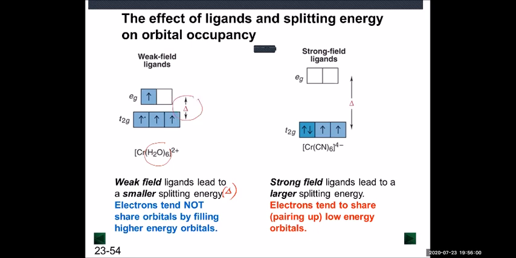Because if electrons pair, there will be repulsion between electron pairs. In this case, the repulsion between electrons is larger than the delta, because delta is so small. When the repulsion for 2 electrons sharing 1 orbital is higher than the orbital splitting gap, electrons tend to separate instead of sharing. They tend to not share or separate.